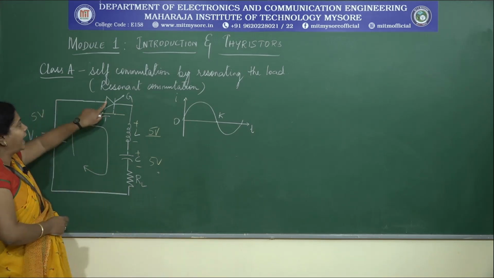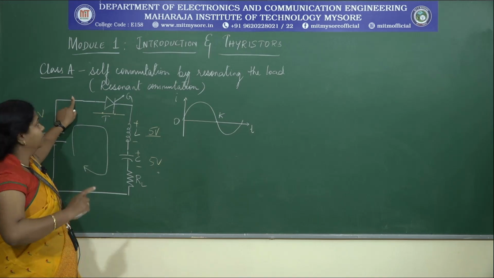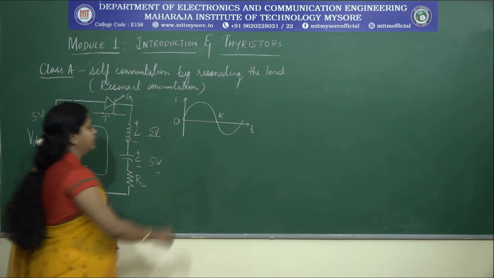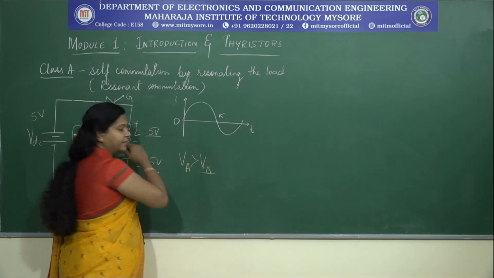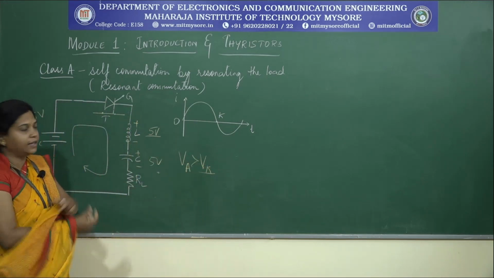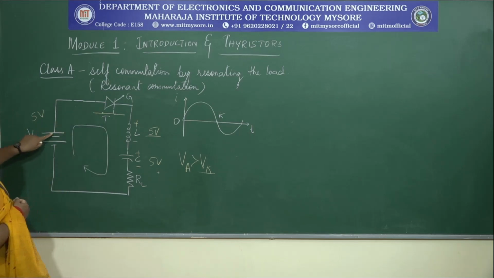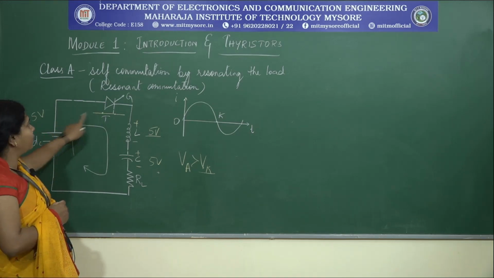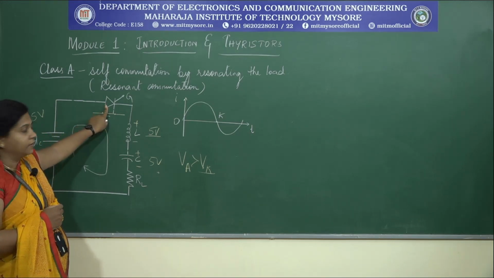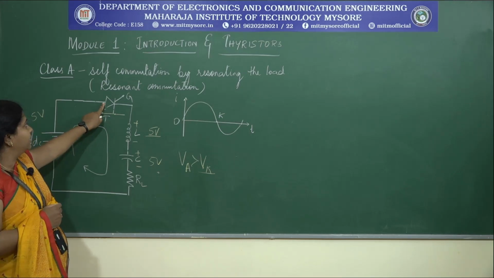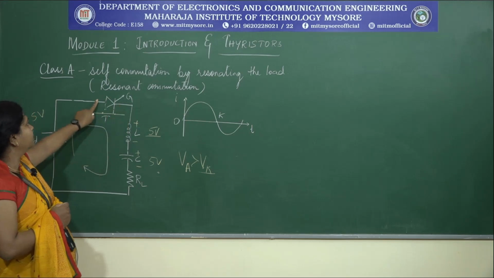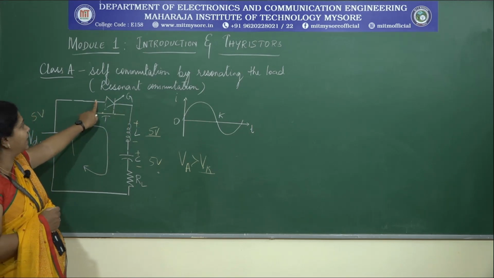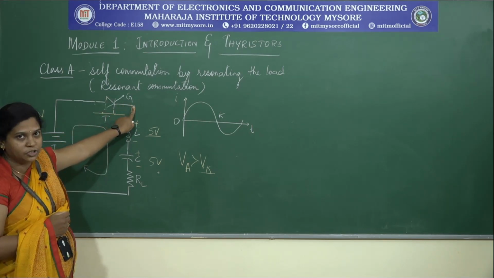Now the anode potential, that is the voltage developed at the anode, must always be greater than the cathode potential, right? So if you are having 5 volt here, the anode is there, but the voltage at the cathode is still not developed. So this anode potential is higher than the cathode potential.